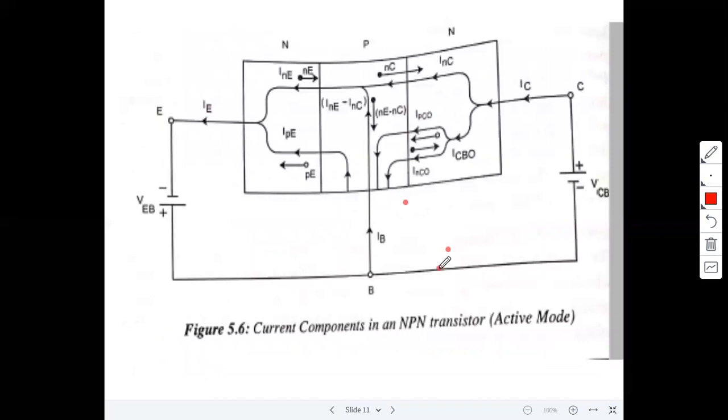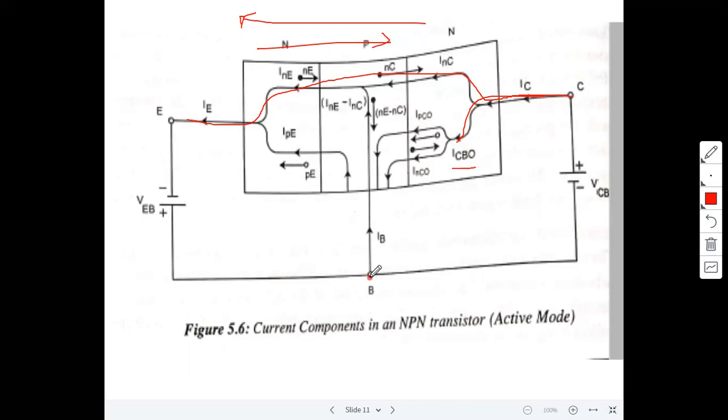Now observe here, NPN transistor. This is the conventional current direction. One path is the normal path. Electrons move in this direction, with the conventional current in the opposite direction. Now this is the reverse leakage current. Observe here, the reverse or leakage current direction is also the same as the conventional collector current.